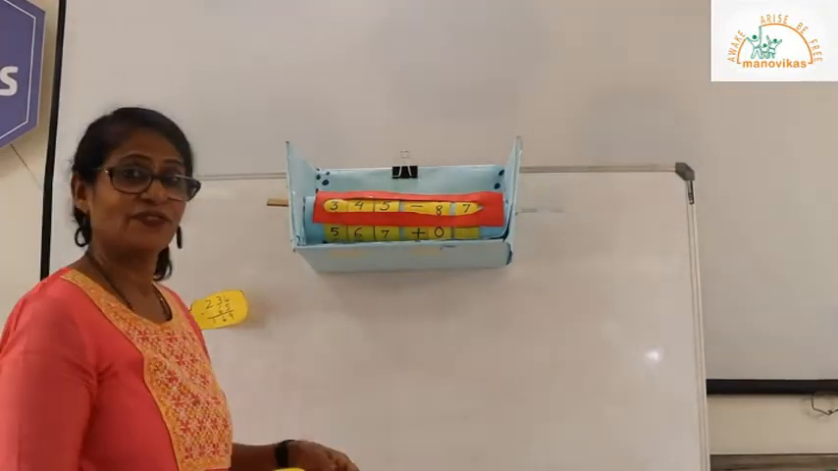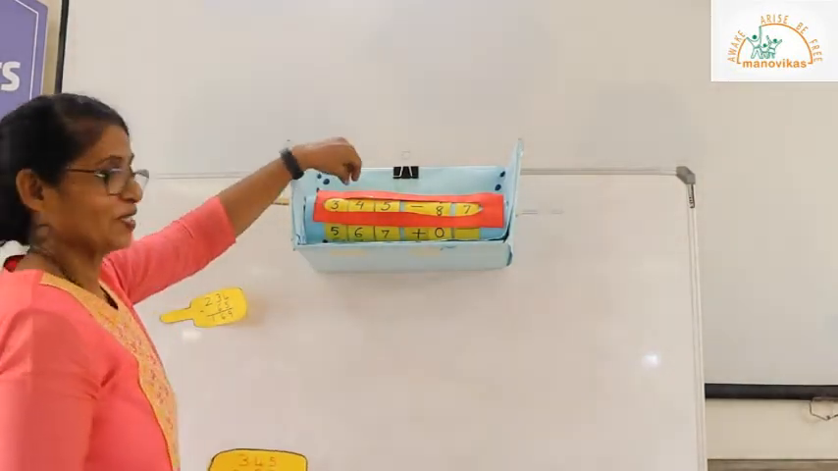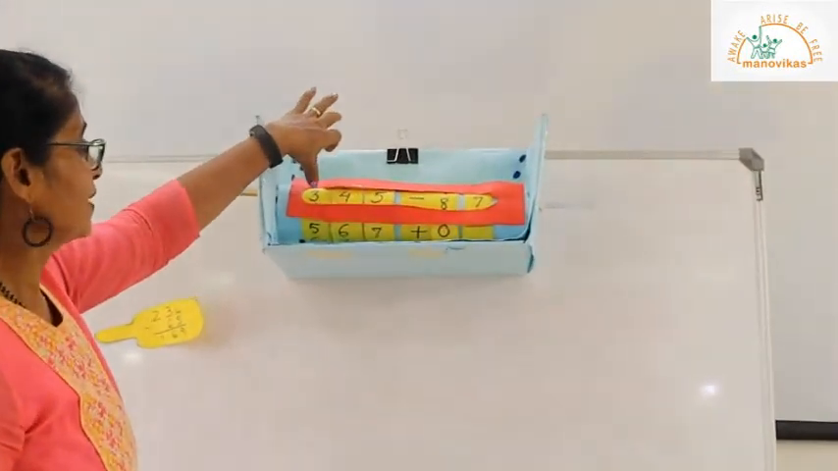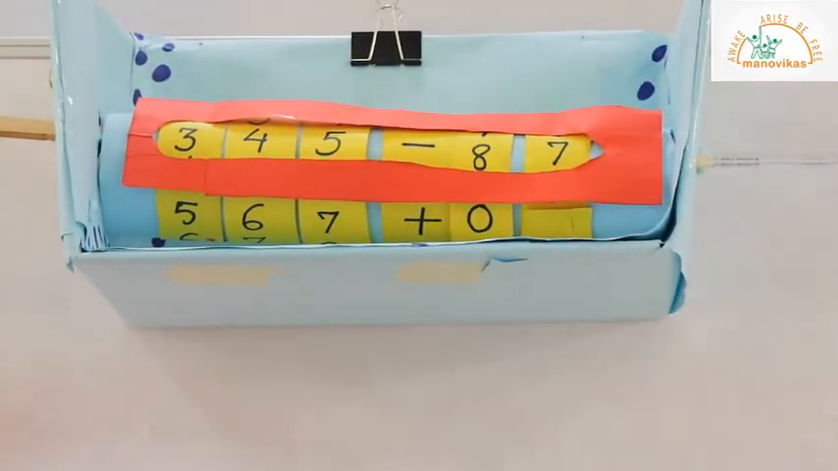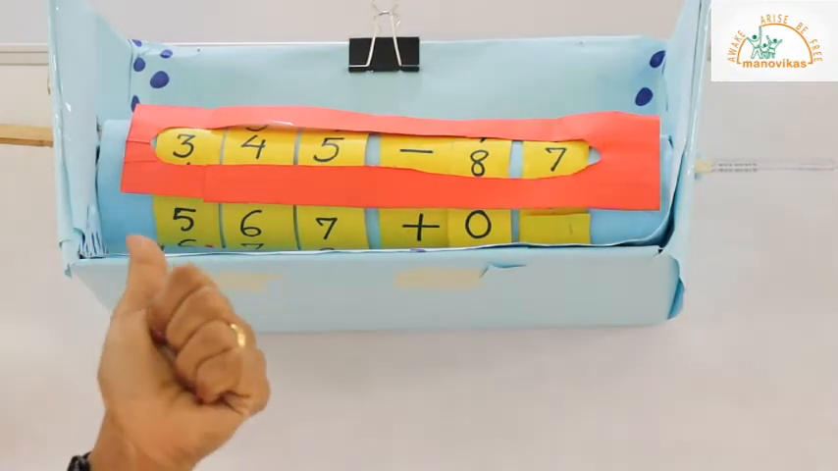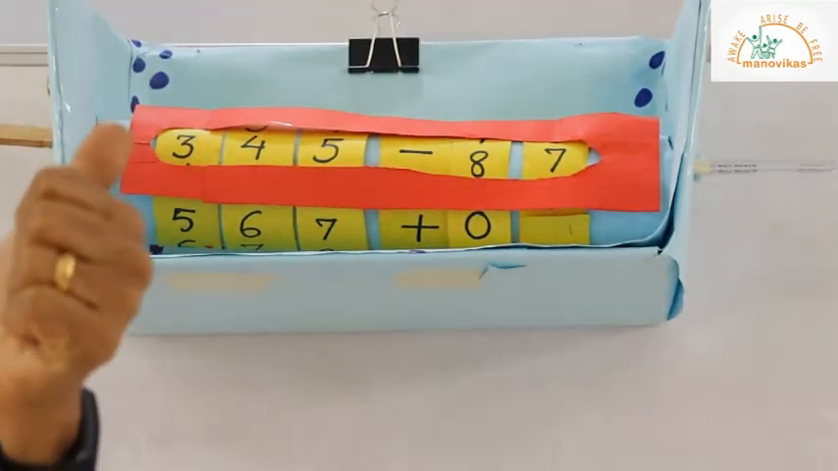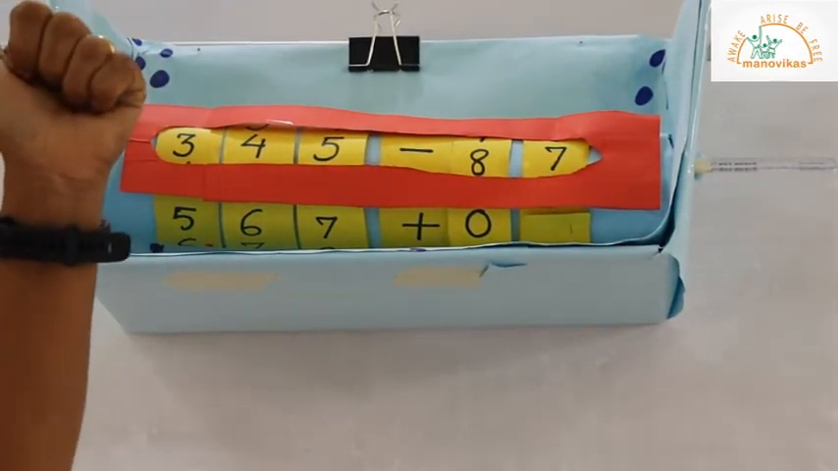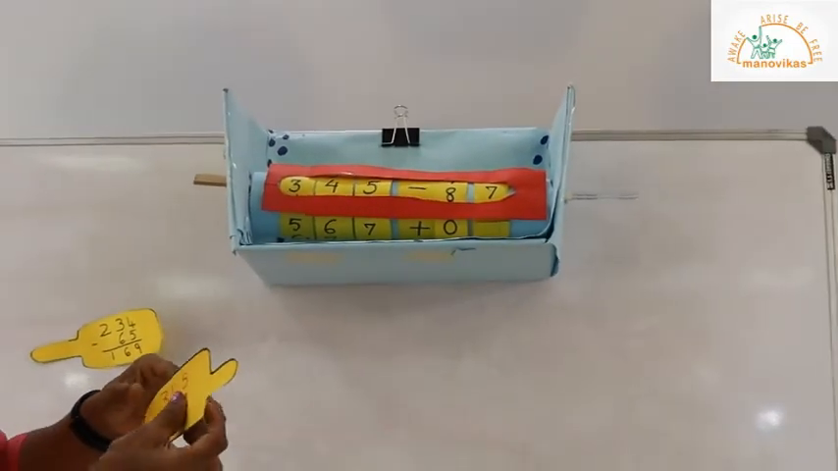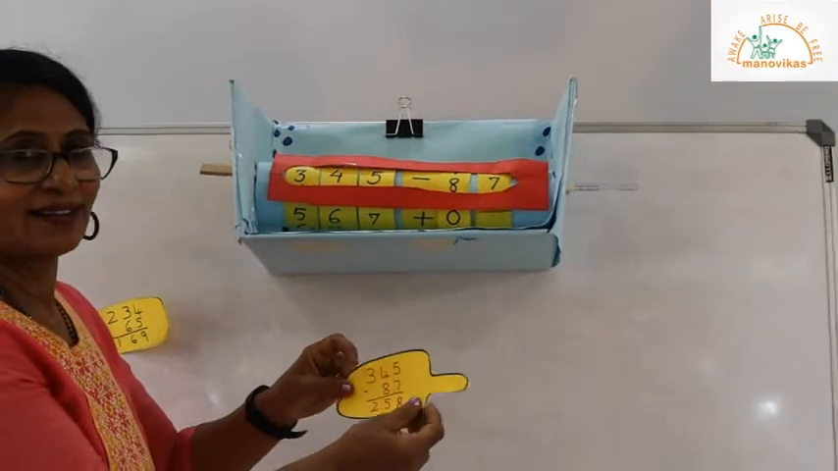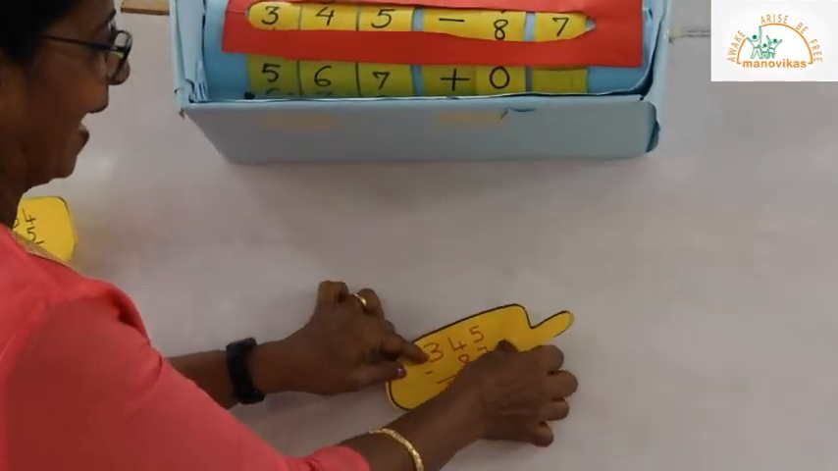Did you have fun with the first one? Let's do the next. 345 minus 87. Did you get it? Alright, the second answer is 258.